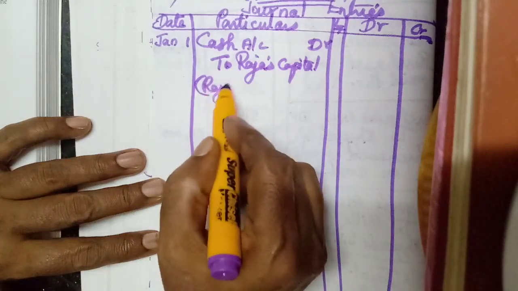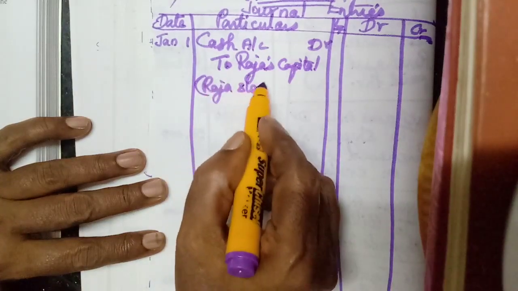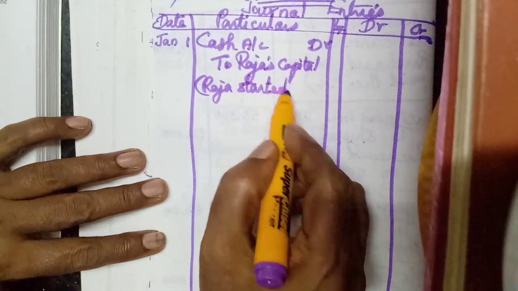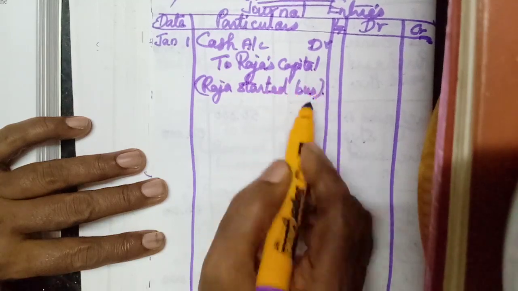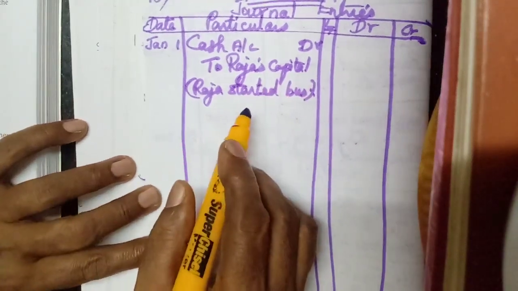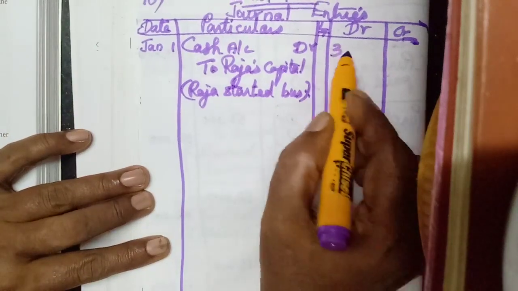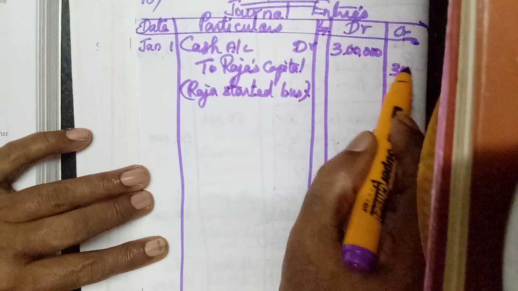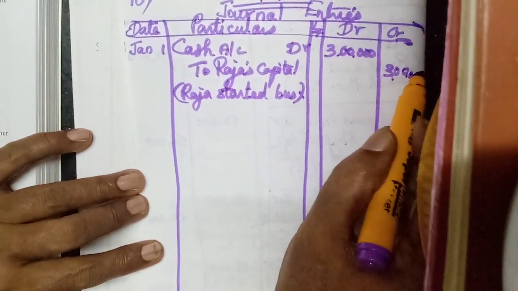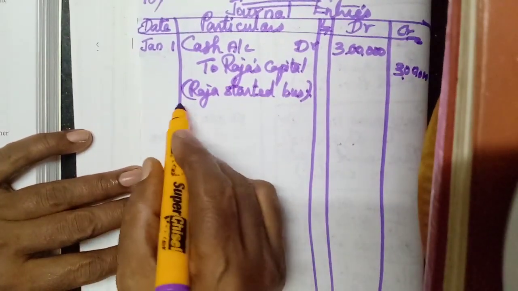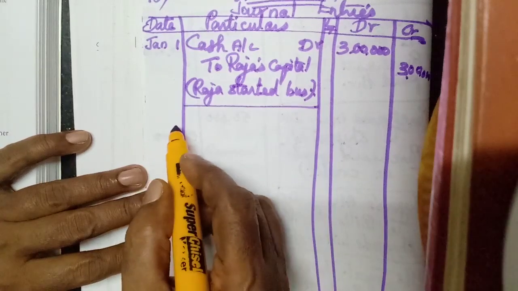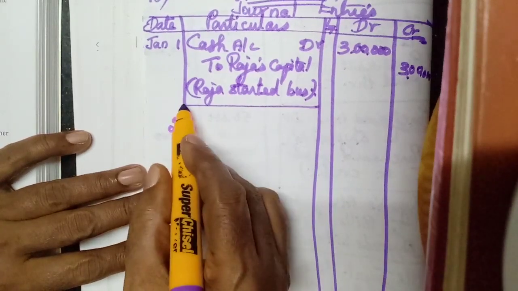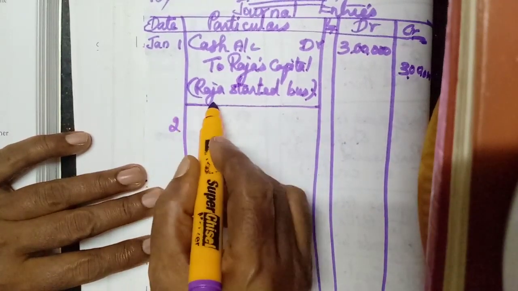Raja started business. You write, fully, amount 3 lakh. Okay, draw one line. Then number 2. You have to leave one line, and on that line you should draw this line.